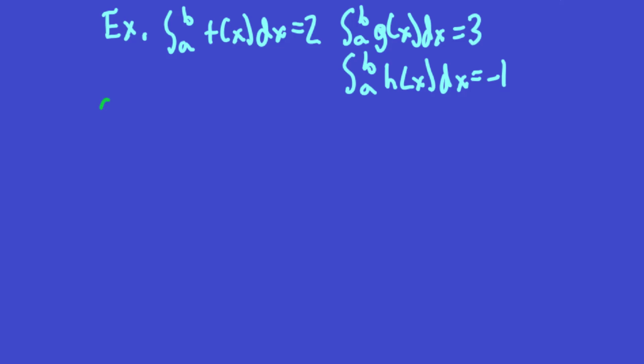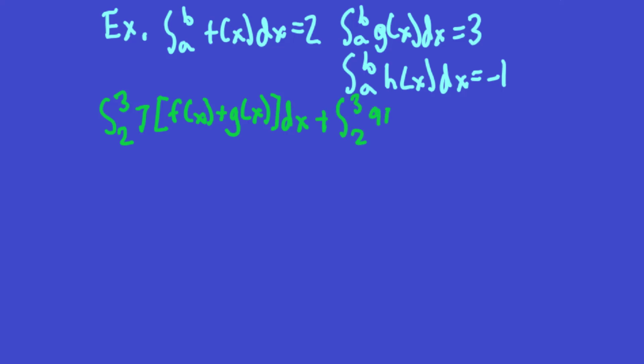So our problem now is to get the integral from 2 to 3 of 7 times the value of f of x plus g of x dx, plus the value of the integral from 2 to 3 of 9 times the value of f of x minus g of x minus h of x dx.